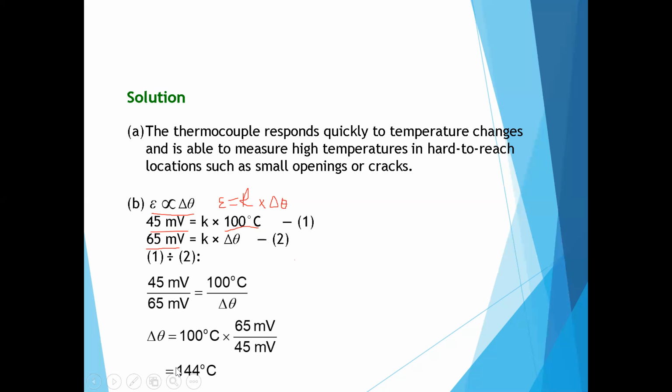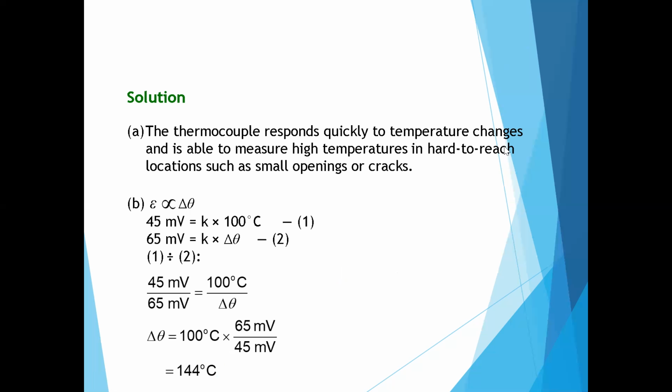We want to find the unknown temperature. How do we know that this is the unknown temperature? Because what will be the change in temperature? Now the change in temperature is 144. So that is the temperature at junction Y. The temperature at junction X is 0. So 144 minus 0 is giving you 144. So the final answer is 144.